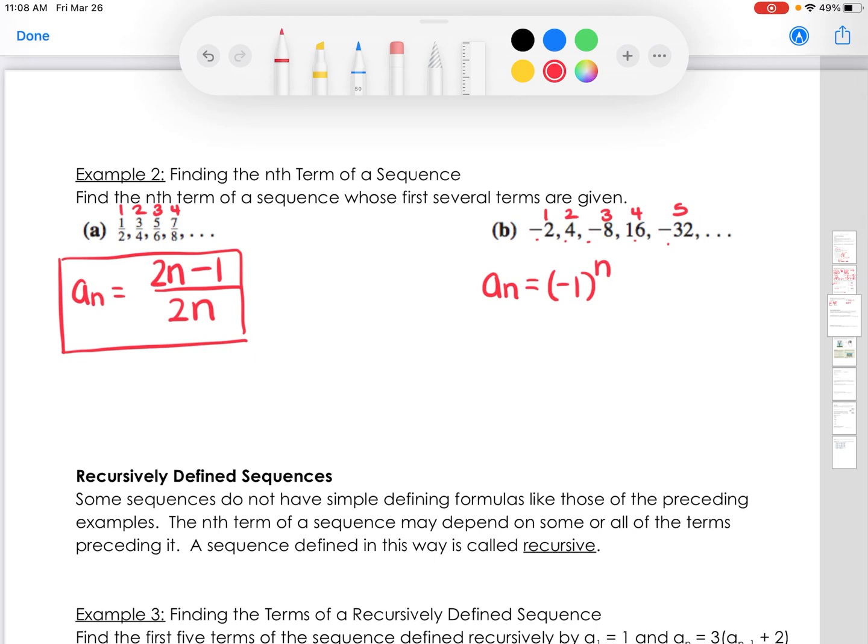Okay, and then to get that 2, 4, 6, 8, 1 times 2, 2 times 2, 3 times 2, or sorry, 2 to the first, 2 to the second, 2 to the third, 2 to the fourth, 2 to the fifth. So times 2 to the n power. Okay. All right. And really, we could rewrite this. We could say this is negative 2 to the n, and that would be acceptable as well.